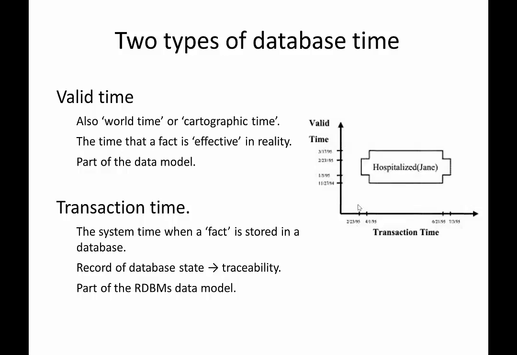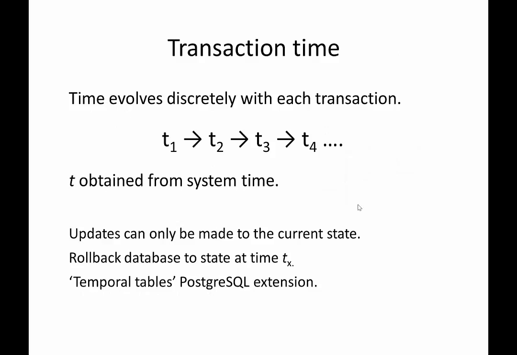So relational databases provide tools for managing transaction time, whereas valid time has to be designed as part of your data model for your application. So we start off with transaction time just because it's the easiest. It's the simplest. Okay, so basically time evolves discretely with each transaction.